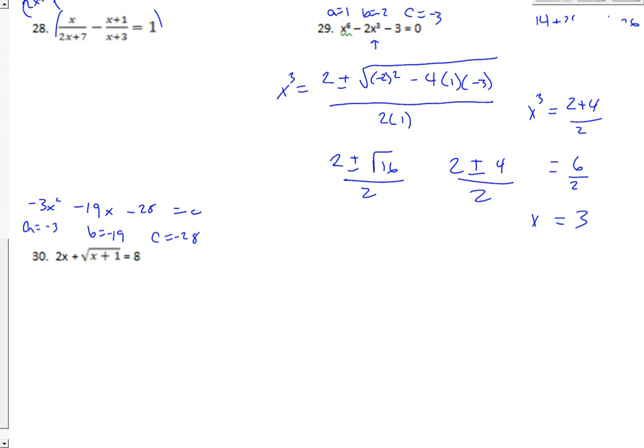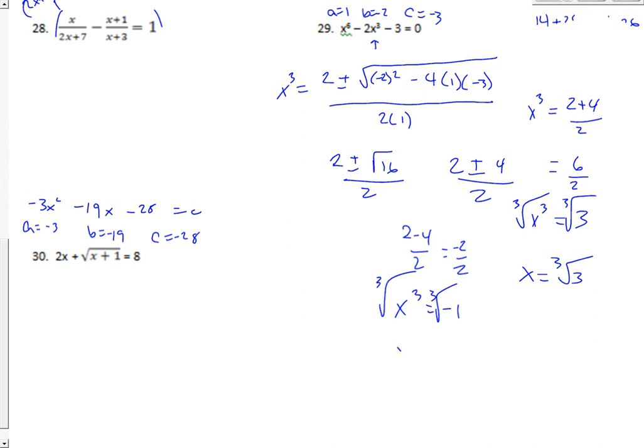And that's x cubed. So I need to take the cube root of both sides. And I do not do plus or minus because it's an odd number radical. And I get x equals the cube root of 3. And then that was 2 plus 4, so now I need to do 2 minus 4 over 2. That's negative 2 over 2, which is negative 1. So x cubed equals negative 1. When I take the cube root of negative 1, guess what? I just get negative 1, because negative 1 times itself 3 times is still negative 1. So my two answers are x equals negative 1 and x equals the cube root of 3.